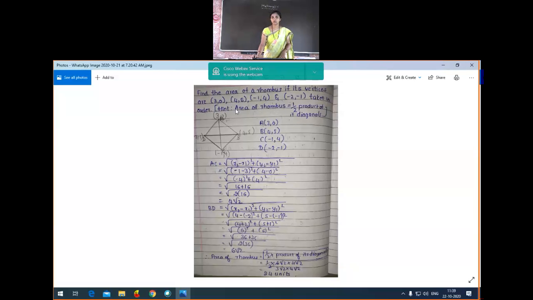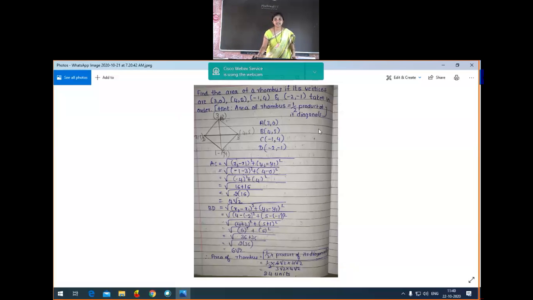Hint is given in the question, that is area of rhombus is equal to half into product of its diagonals. Area of rhombus is equal to half into d1 into d2. Product of diagonals in the sense, diagonals are d1 and d2, two different diagonals. That's why we are taking that as half into d1 into d2.